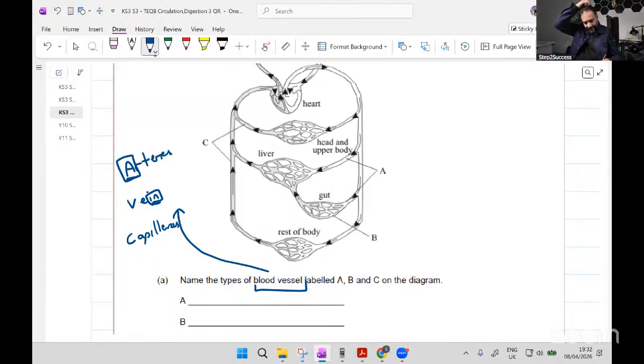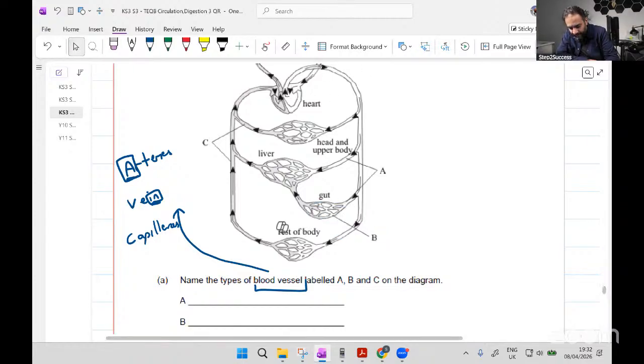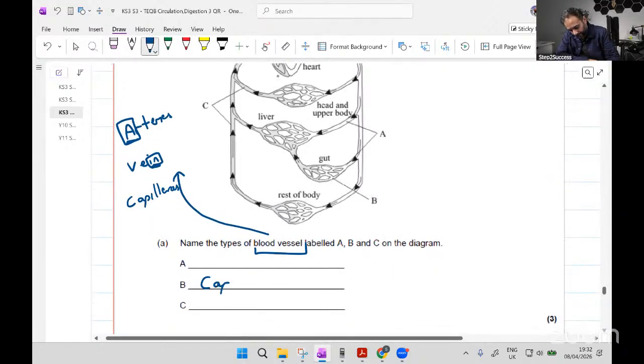And a capillary is the bit where anything changes. So oxygen goes in or carbon dioxide goes out. So all of these things will be capillaries. So B is pointing at a capillary because that's where oxygen goes into your cells and carbon dioxide comes out of your cells. So B should be capillary.